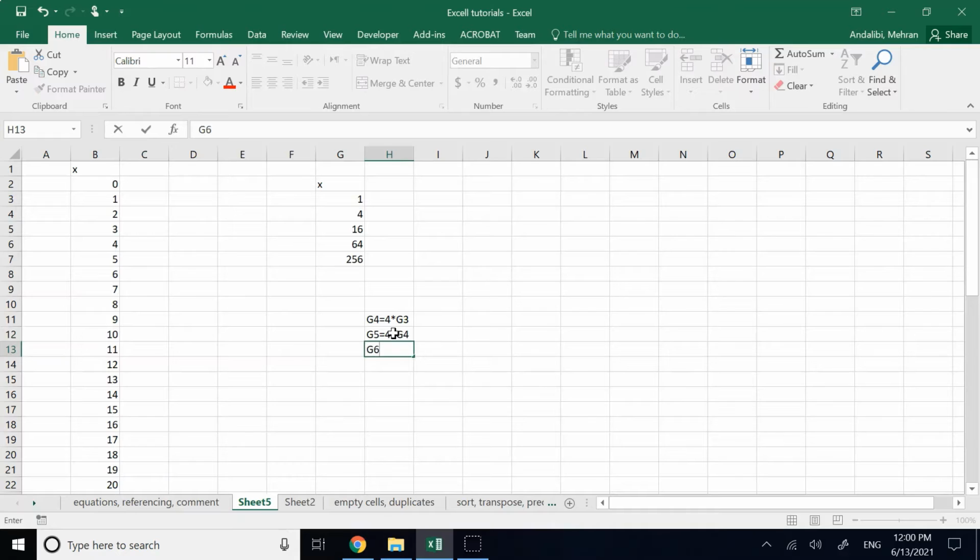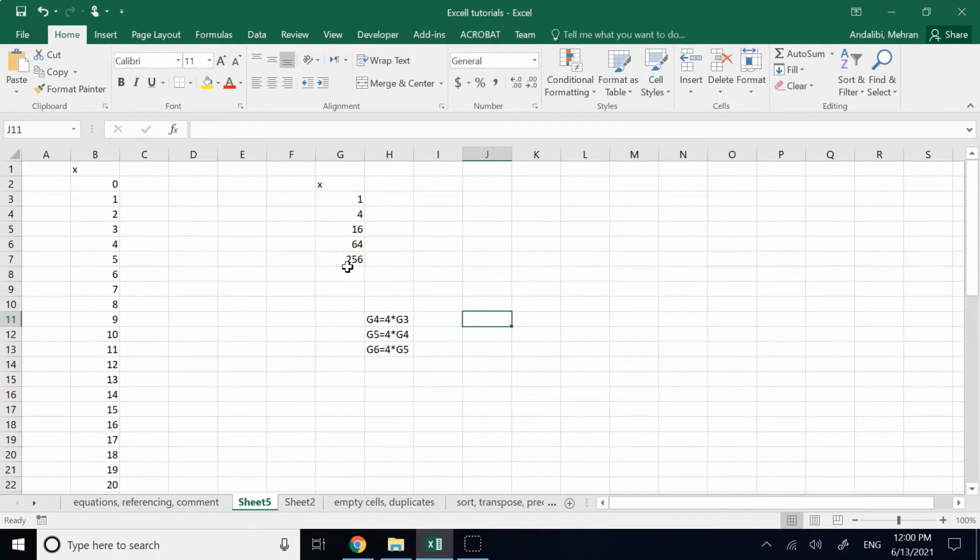And then G6 becomes what? 4 times G5. So you see, the position between G3 and G4 is 1 row difference. So when I extend it to a new cell, again, the difference between these should be 1 row, 4 and 5. Again, 5 and 6. So the relative position between 3 and 4, 4 and 5, 5 and 6, they are the same, so we call it relative referencing. Okay? Each cell here is related, or it's given relative to the cell above it.